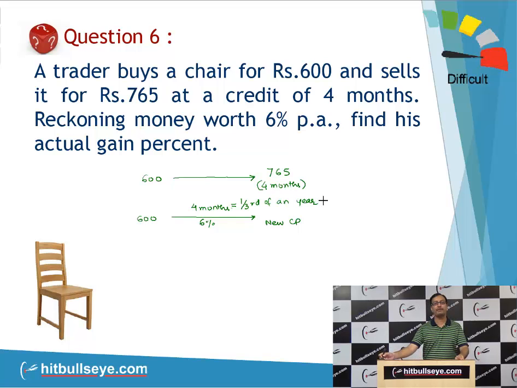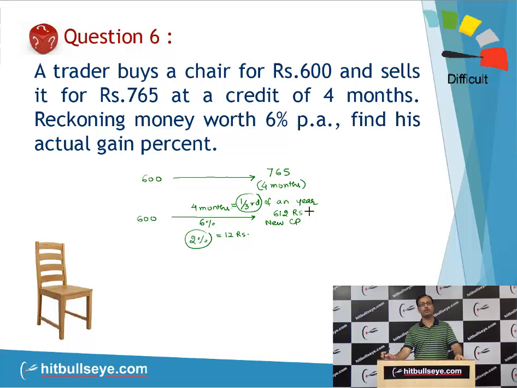we can also say that 6% is the rate of interest for the whole year. So corresponding to 1/3 of a year, the rate will also become 2%. So this value also becomes 1/3. So can we say 2% of 600 is 12 rupees? So that means the new cost price of the chair after 4 months becomes 612 rupees.